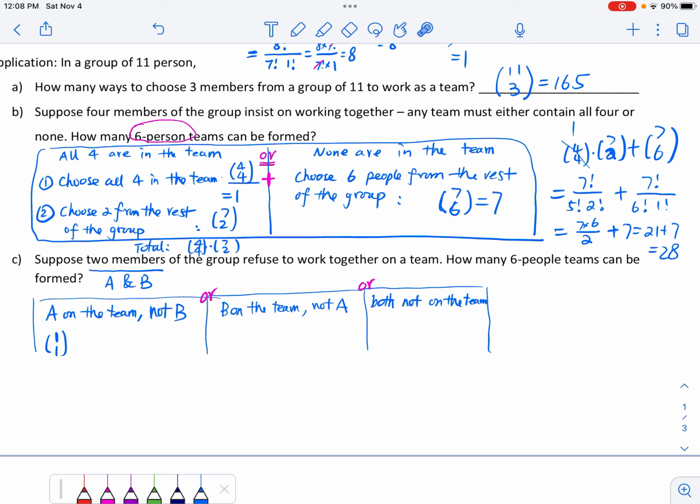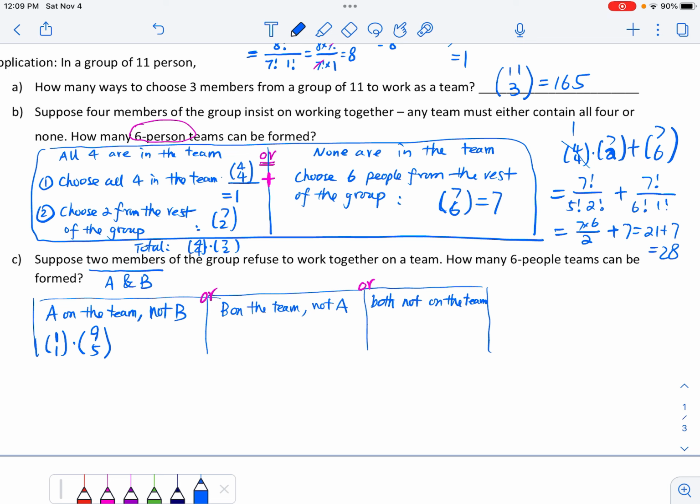Okay, 1 choose 1. Sometimes you don't have to write this, but now I just want to emphasize the step-by-step process. Because we have 11 people and A is on the team, we are left with 10 people. And B cannot be chosen, therefore we are left with 9 people to choose from, right? So the rest of the 5 must be chosen from the 9 that are available. It's not 10 because we cannot choose B, so it has to be 9.